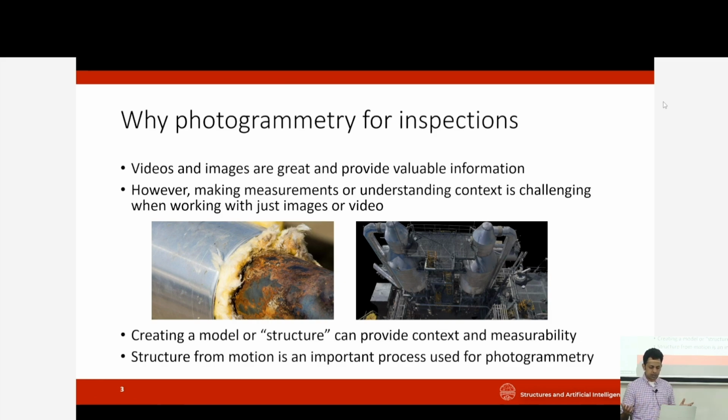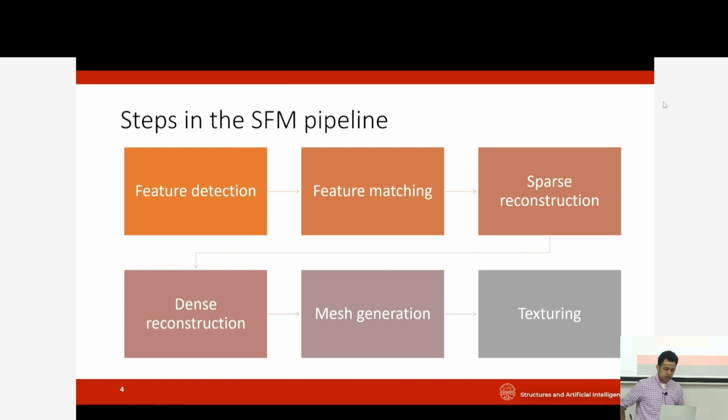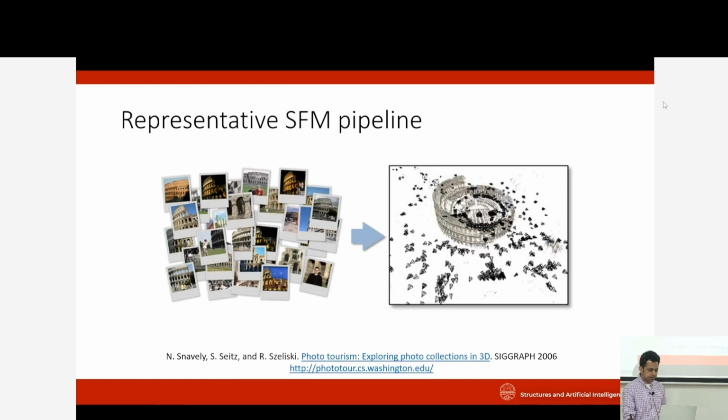even if we're using proprietary packages that are very common. So what is structure from motion? It involves these steps: feature detection, feature matching, sparse reconstruction, dense reconstruction, mesh generation, and texturing. So those are the steps involved. And here we look at a representative pipeline.